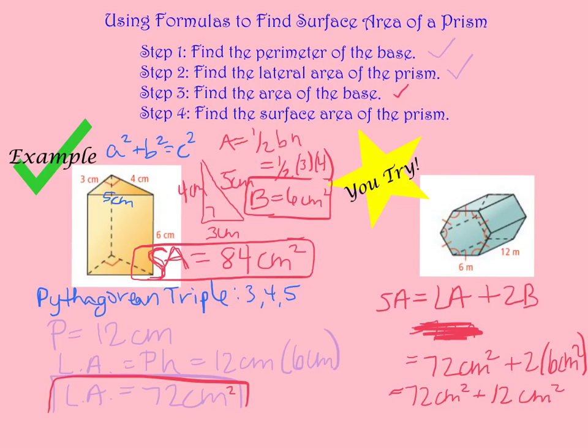So I've got a surface area of 84 centimeters squared, and I found that by following these 4 steps. First, I found the perimeter of my base, and then I found my lateral area by multiplying perimeter times height. Then I found the area of my base, which we called capital B, and I determined the surface area by using the formula surface area equals lateral area plus 2 times the area of your base. So you go ahead, there's a U-try for you.